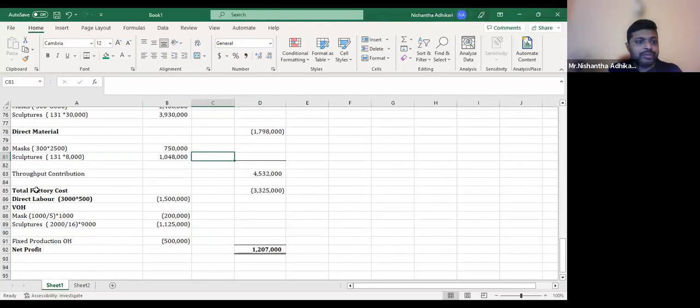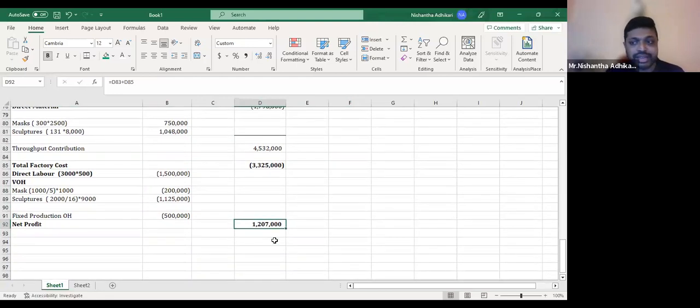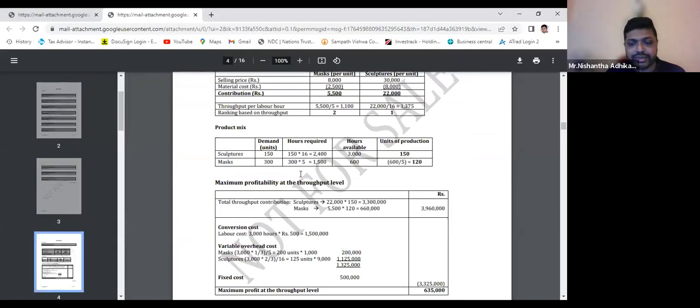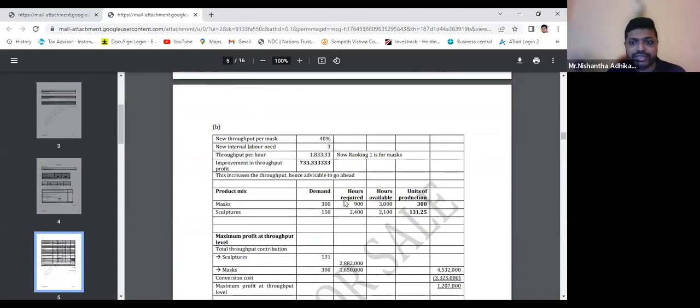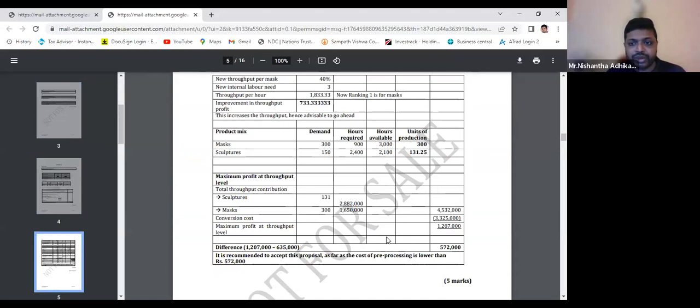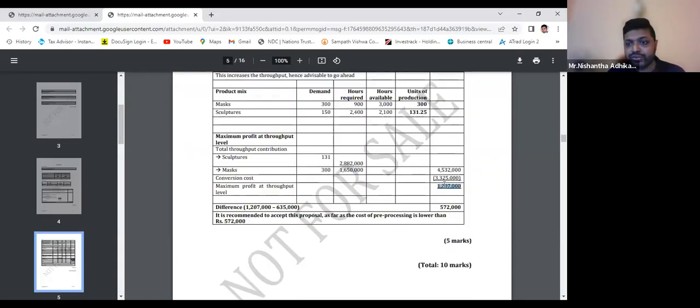But remember, this total factory cost will remain unchanged. Then your total net profit will go up from 635 to 1,207,000. Right? It will change like that. That is the correct answer. I will show you the answer in the answer script also. If you go back and see, you can see this is how it is calculated. 1,207. Earlier 635. Now it went to 1,207,000. The difference is 572,000. Profit will go up. Right. Then you have to say this proposal should be accepted.